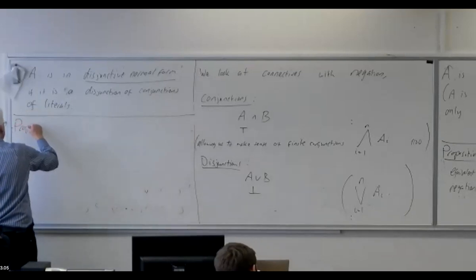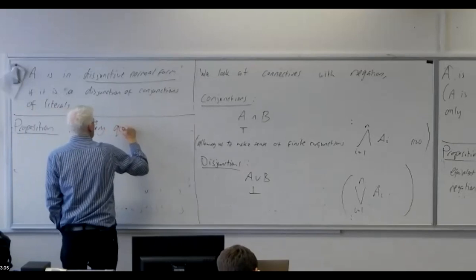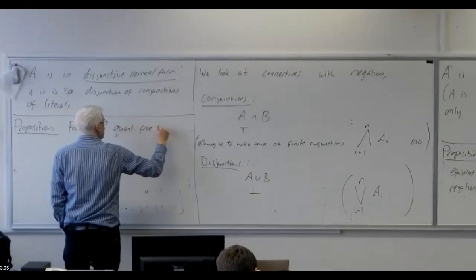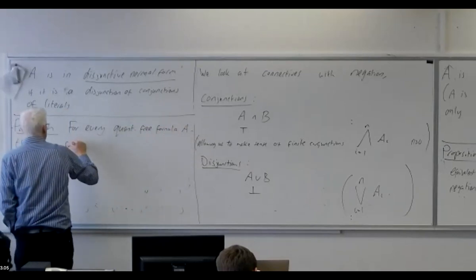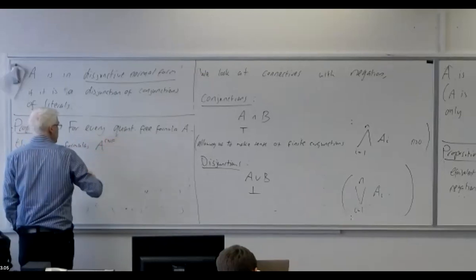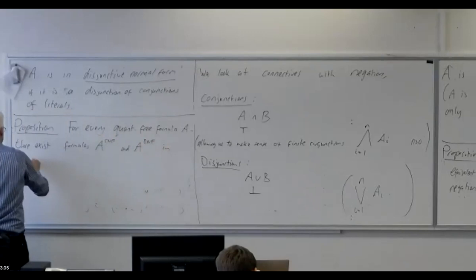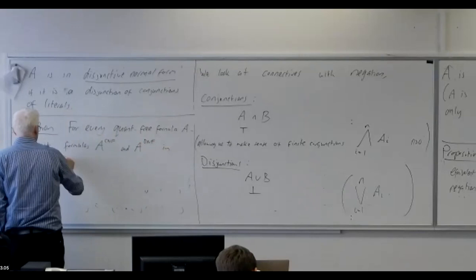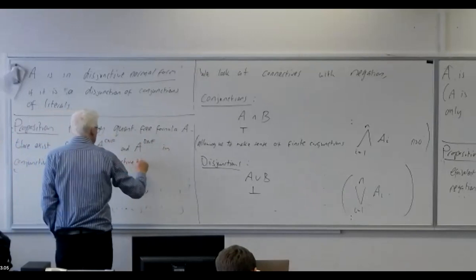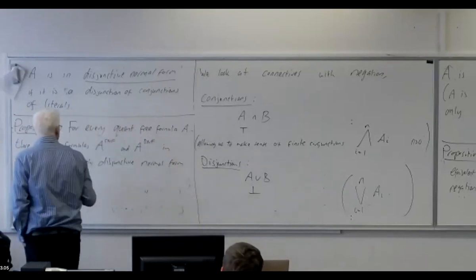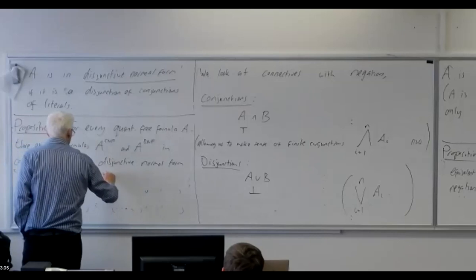So, proposition: for every quantifier-free formula A, there exist formulas A_CNF and A_DNF in conjunctive, respectively disjunctive, normal form, such that A is equivalent to A_CNF, which is equivalent to A_DNF.